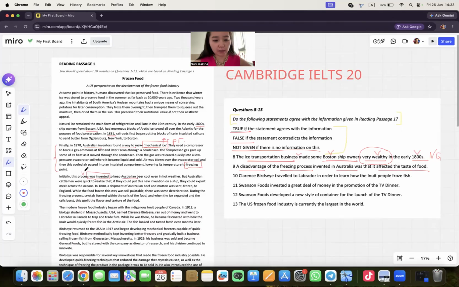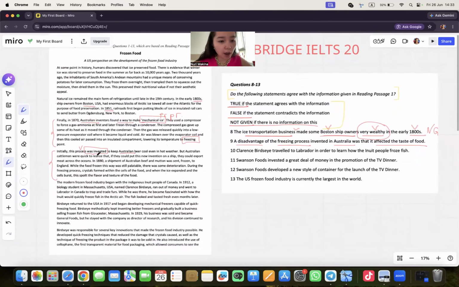This process was invented. So we're going to look at paragraph 4 because this paragraph has everything to do with invention. Okay. So now it's time to find out, do we have anything about disadvantage and affecting the taste of food? So let's read it. Pause the video if you want to read it all on your own. So I go like this. Initially, this process was invented to keep Australian beer cool, even in hot weather, but Australian cattlemen were quick to realize that if they could put this new invention on a ship, they could export meat across the oceans.